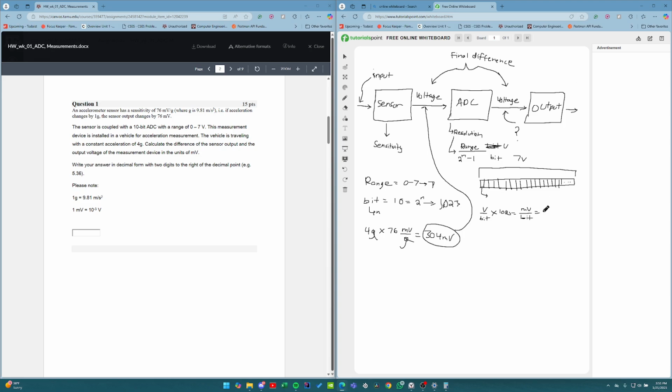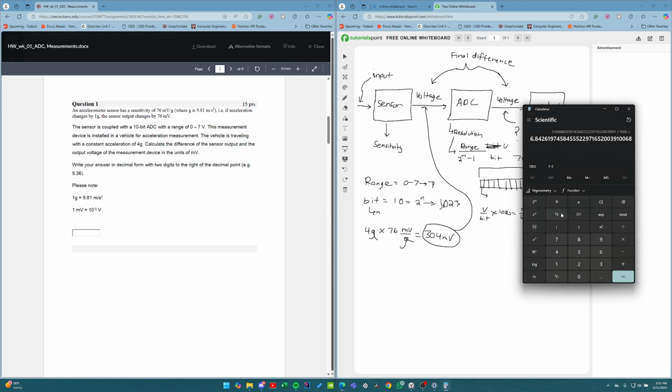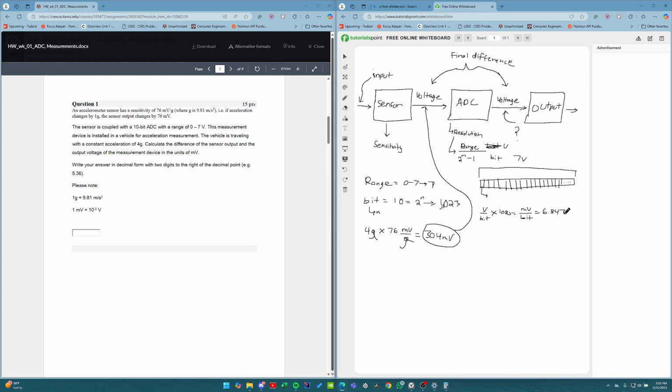6.842, whatever. So 6.842 or 3 mV. So what does this really mean? Each chunk it is split into is this big. And if you add all these bits together, then you get 7 volts.